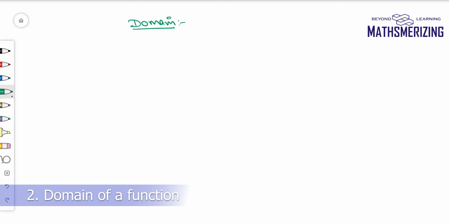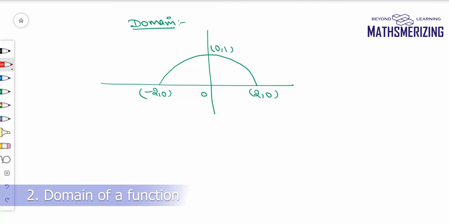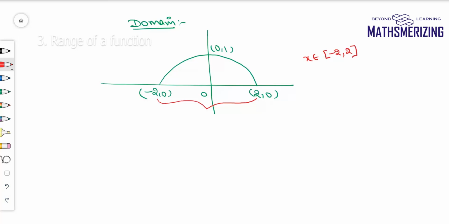So if I have to find domain of a function, I'll need to identify the region where the graph exists. Say for example, suppose I have this graph. Now for this function, the graph is defined between x equals -2 and x equals +2. Now when x is less than -2 or when x is greater than +2, there is no graph. So that means if I have to write the domain of this function, I'll simply say the domain of this function is x belongs to from -2 to +2.